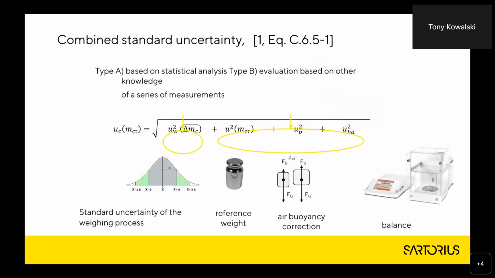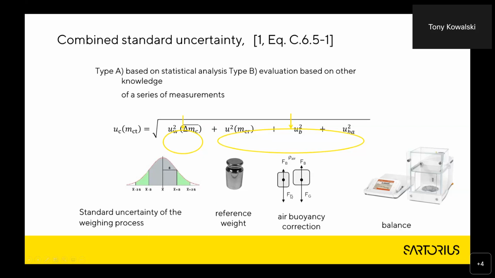So basically, the type A and type B uncertainties are coming from the weighing process itself. We have to calculate standard deviation there. We have an error on the certificate of the calibration weight itself, the reference weight.